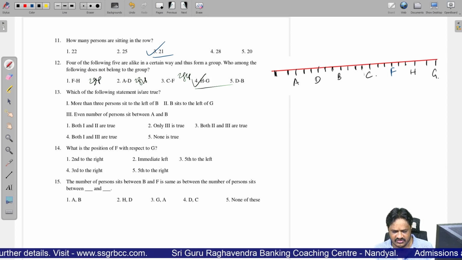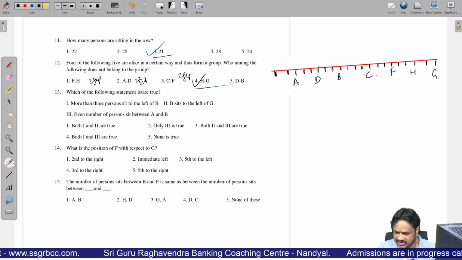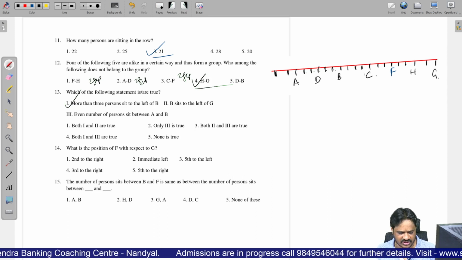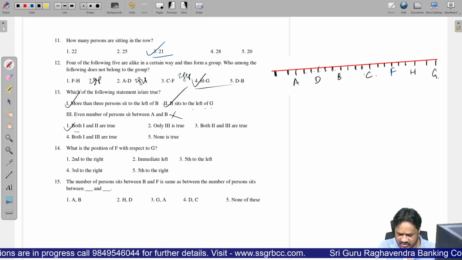Next, which of the following statements is true? More than 3 persons are there to the left side of B. Correct. So first one is definitely correct. Even number of persons are there between A and B. Between A and B, 1, 2, 3, 4, 5. So there are an odd number of persons. So even number is not correct. B is sitting third to the left of G. That is also correct. So both 1 and 2 are true.